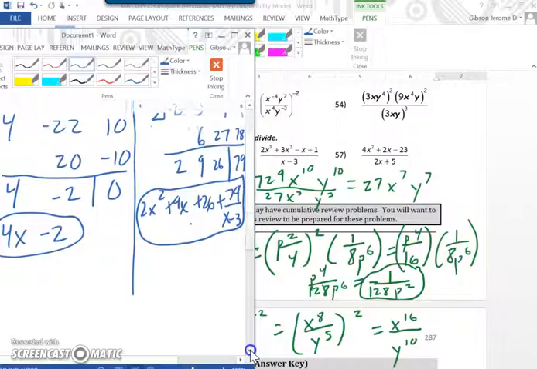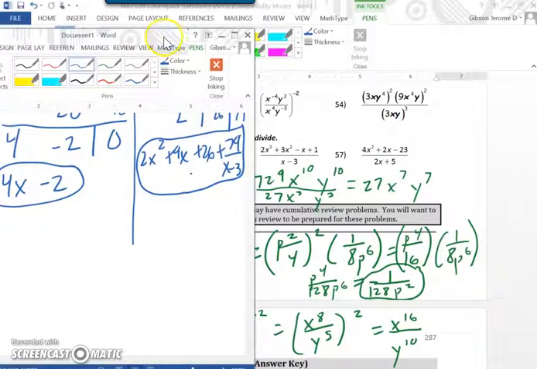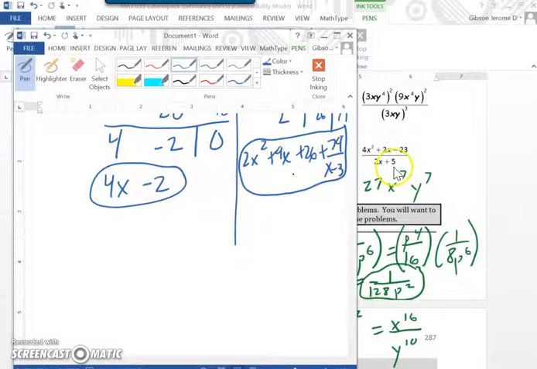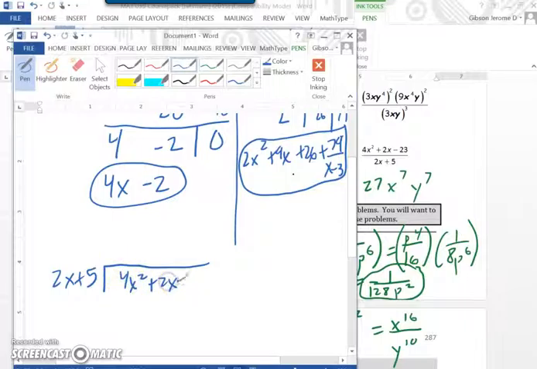Now we come to this last problem here. Now if you notice, this last problem is different because we had 2x plus 5 in our denominator. So we're going to use long division here. So we had 2x plus 5, and it will go into 4x squared plus 2x minus 23. So we say 2x goes into 4x squared. We know it will go in 2x times.